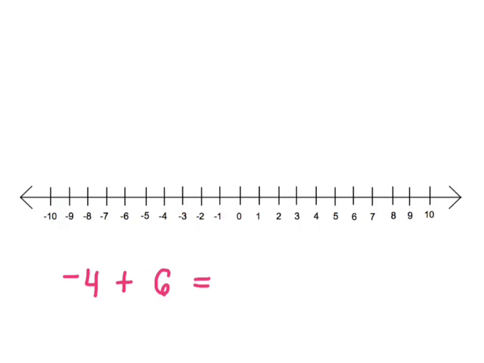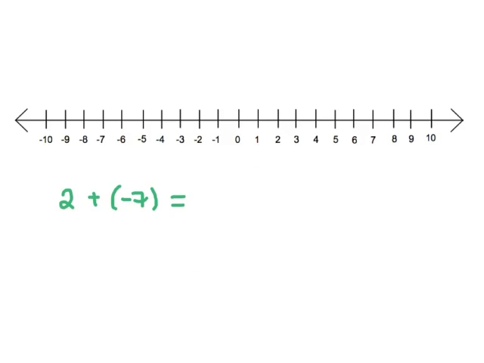So here we start at -4. But now the number that we're adding is a +6, right? Okay, there's no sign there, so we know it's +6. If I'm adding 6, which way do I move? To the right. How many? 1, 2, 3, 4, 5, 6. And we end up at +2.